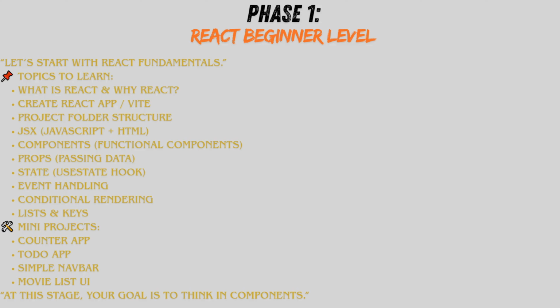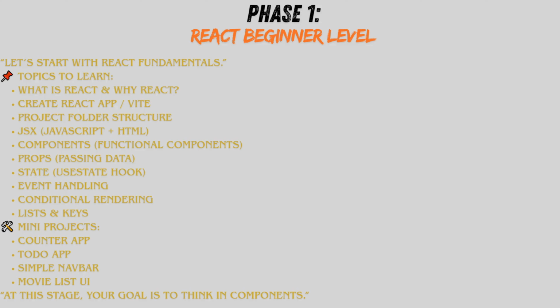Lists and keys are like mapping an array. We have a list of data and try to write it on the user interface. So this is called lists and keys.